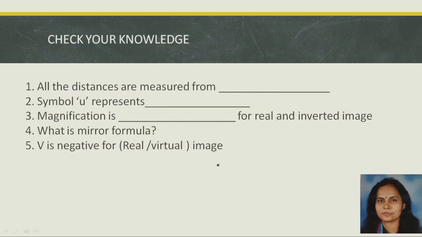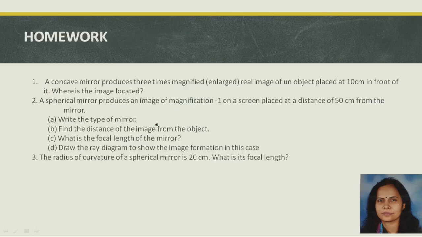So this is all about today's topic. So let's check your knowledge. All the distances are measured from, so try to give the answer for that. All the distances are measured from the origin, that is the pole, right? So symbol u represents here the object distance. Magnification is real and inverted, as we have just done in the numerical, when it is negative. What is the mirror formula? That we all know. So the mirror formula is, let me write this for you, 1 upon f equals 1 upon v plus 1 upon u. If v is negative, that means it is on the same side as the object, so it is real. So I hope all the concepts are clear to all of you.